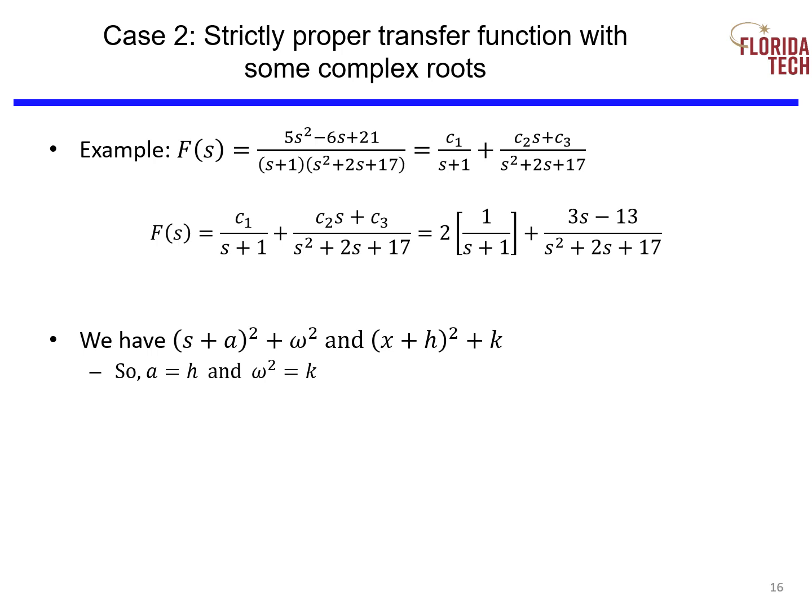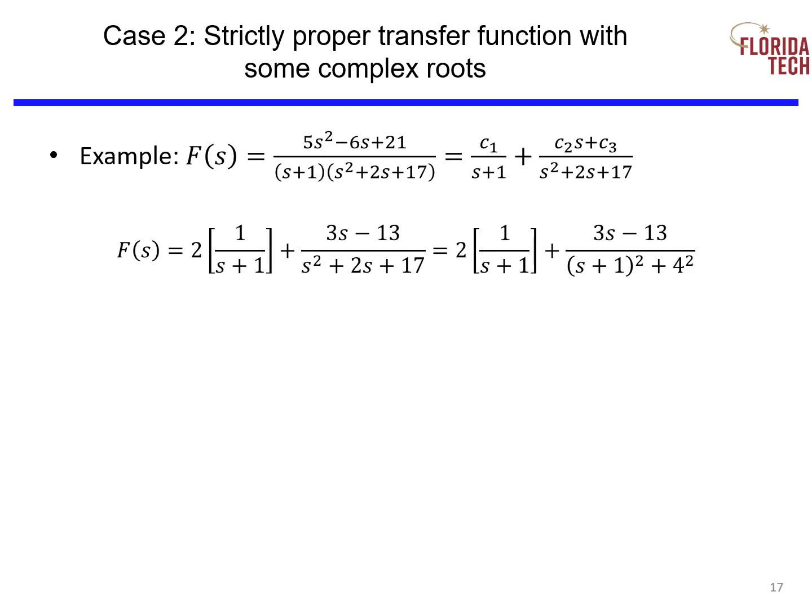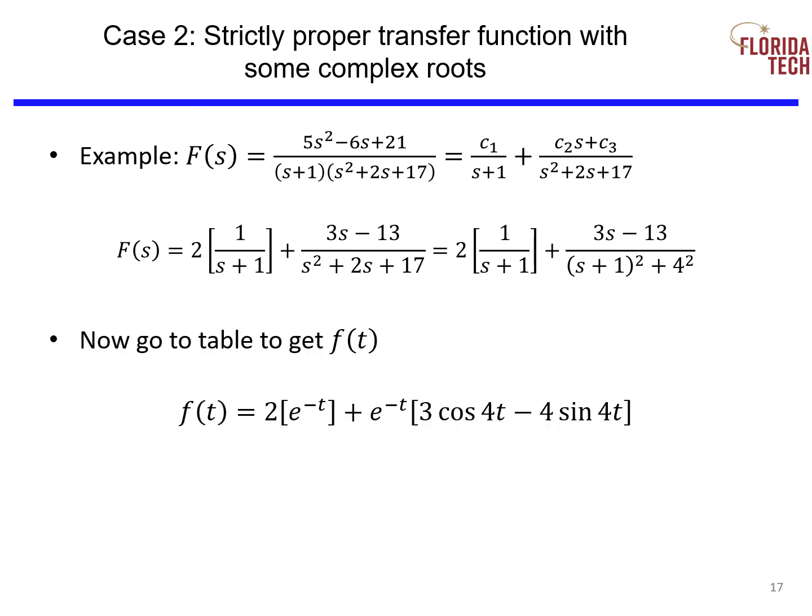We have s plus a quantity squared plus omega squared, and we also have x plus h quantity squared plus k. So in other words, little a equals h and omega squared equals k. So that means little a equals 1 and omega equals 4. Now both Laplace functions are on the table. After we get the corresponding inverse Laplace functions, or time-based functions, we get f of t equals 2 times e to the negative t plus e to the negative t times the quantity of 3 cosine 4t minus 4 sine 4t.